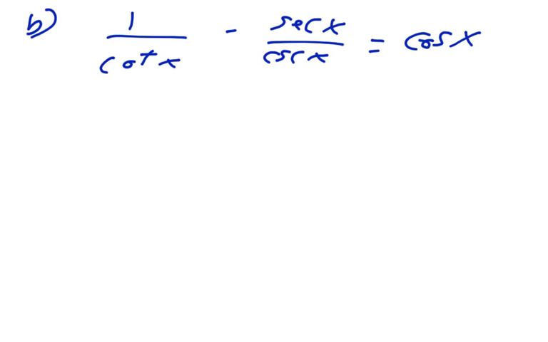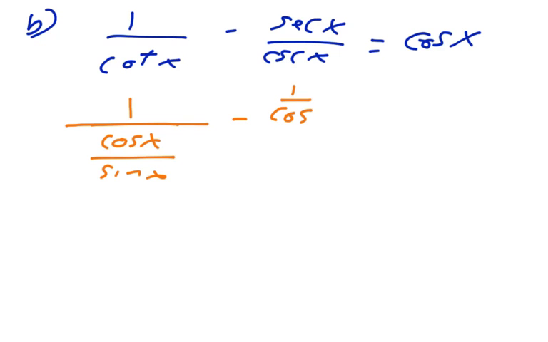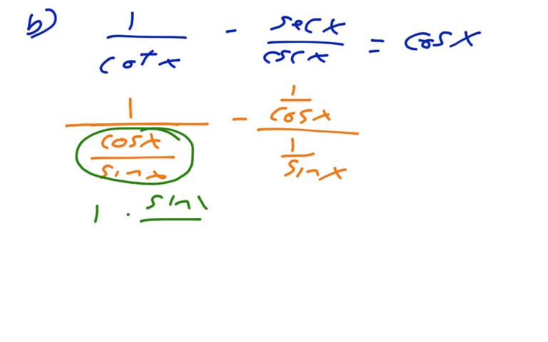In number 2, cotangent is the same as cosine x over sine x, and secant is the same as 1 over cosine, and cosecant is the same as 1 over sine. When we divide by a fraction, we multiply by the reciprocal. So over here, we flip this part, and the second one, we flip this part.